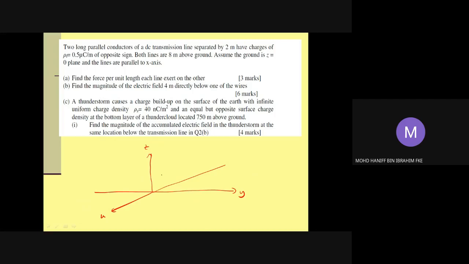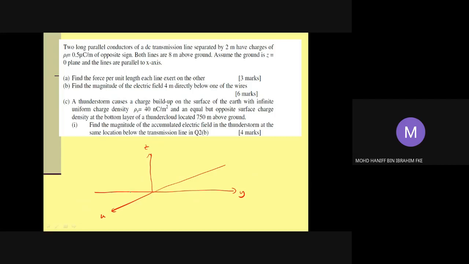Okay, so that should be your plane. The ground is basically the xy plane, or the z equal to 0 plane. The lines are 2 meters apart.